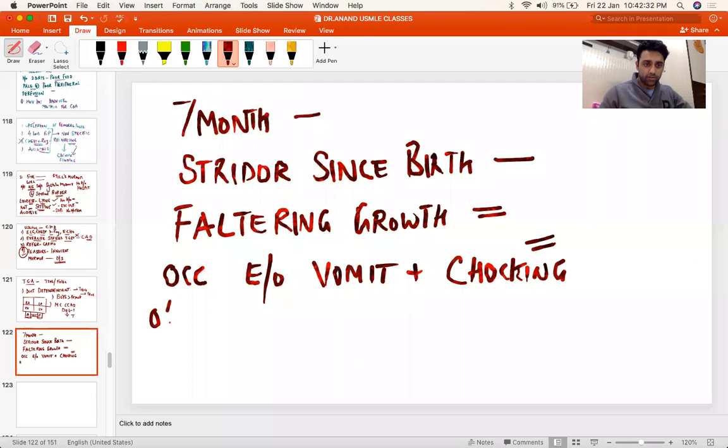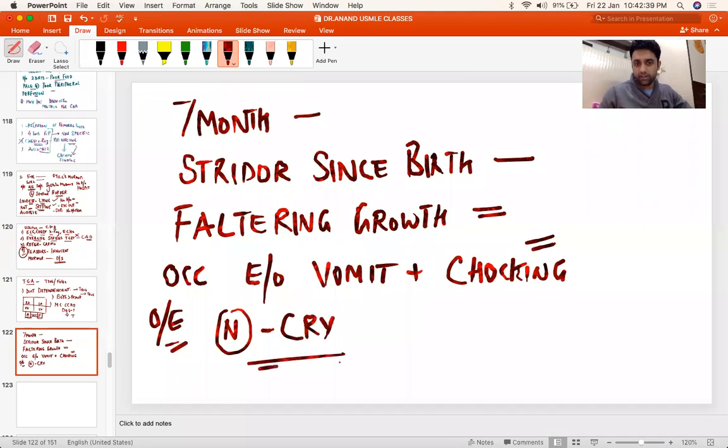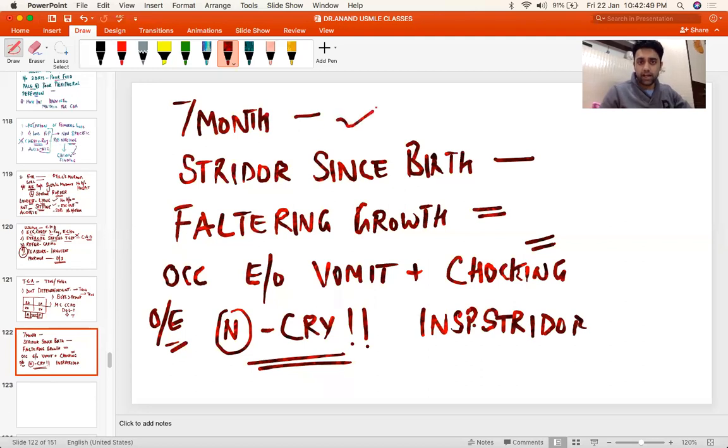On examination, the cry of the child was normal. Please remember, every word is important. The cry of the child was normal, but there was inspiratory stridor. I hope you're able to understand. 7-month-old child having stridor since birth, and growth is not proper. He's vomiting here and there, choking, but the cry was normal, and there was inspiratory stridor.